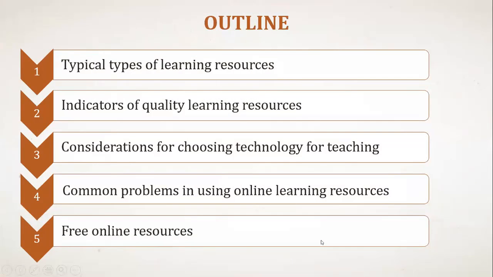To start with, I would like to introduce the outline of my presentation today. In my sharing, I will focus on the typical types of learning resources, and try to make the distinction between learning materials and learning resources. Next, I will move to some indicators of quality learning resources, and some considerations for us to choose the technology in our teaching. Based on the pre-webinar survey that we administered before the webinar, I came up with some common problems that teachers of English have in their teaching practice. And then I will suggest some tips for us to deal with these common problems.